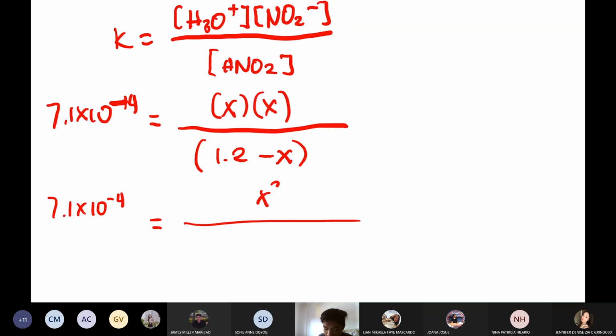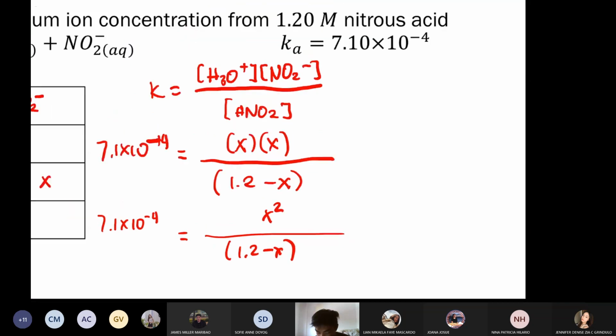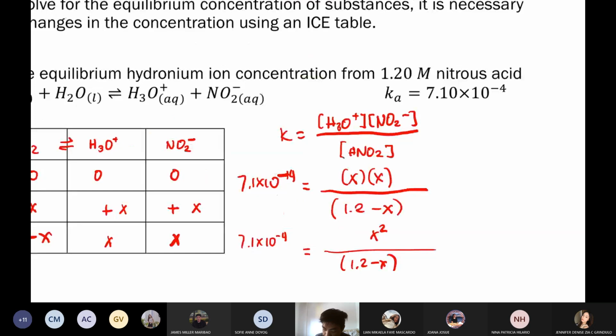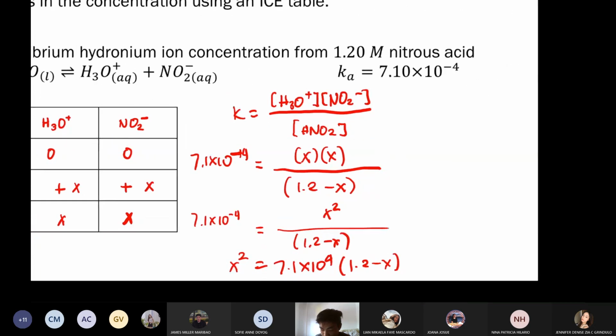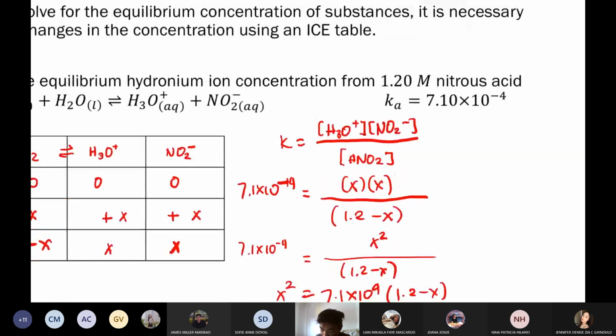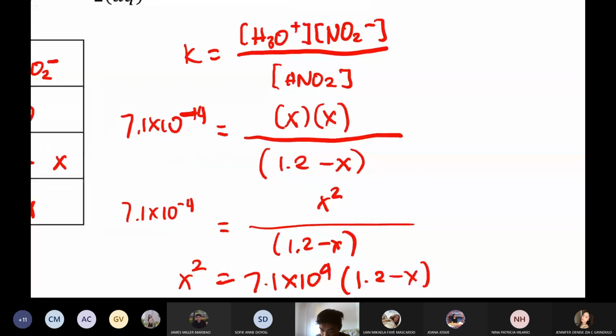So, that will be equal to x squared over 1.2 minus x. Okay. Then, we cross multiply. So, we will get x squared equals 7.1 times 10 raised to negative 4 times 1.2 minus x. Okay. So, nag-cross multiply lang ako dito. And let me zoom in dito.